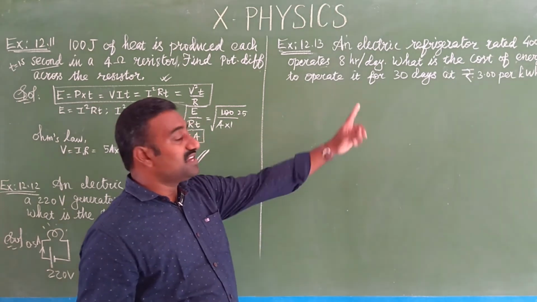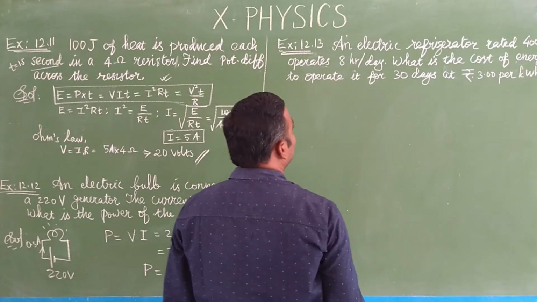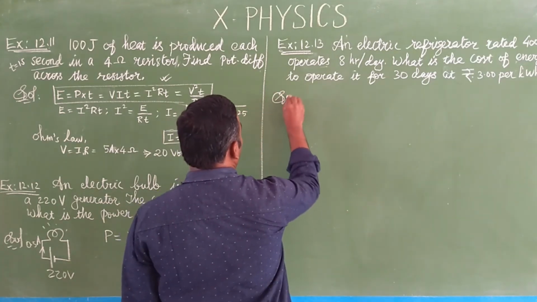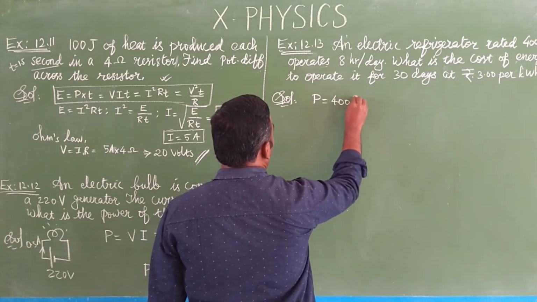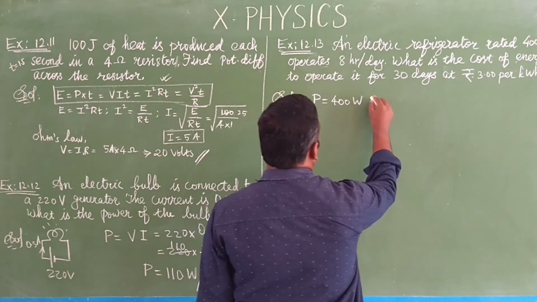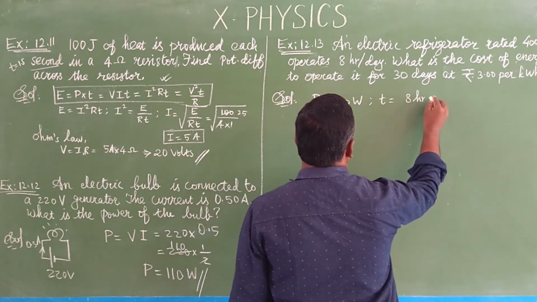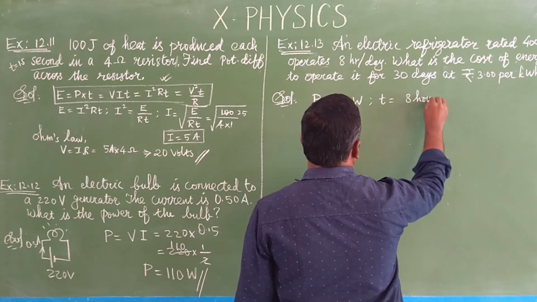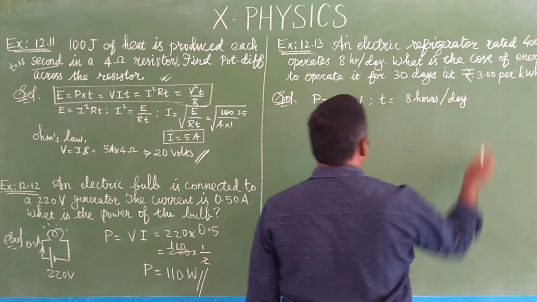The appliance is a refrigerator. Okay, an electric refrigerator rated 400 watts. So what is the power of the refrigerator? The power of the refrigerator is 400 watts, and every day it is operated for 8 hours. So the time is daily on the fridge, எவ்வளவு நேரம் ஓடும்னா 8 hours in a day, 8 hours per day. ஒவ்வொரு நாளைக்கும் 8 hours ஓடுது.